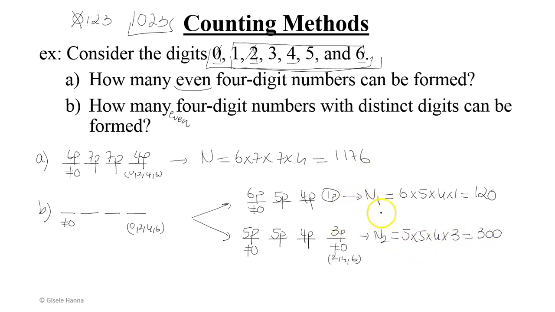So I could either have these 120 numbers or these 300 numbers. That's in fact an or. They are different possibilities. So the total number of even 4-digit numbers with distinct digits I can form is the sum of n1 and n2. That would be 420 total numbers.